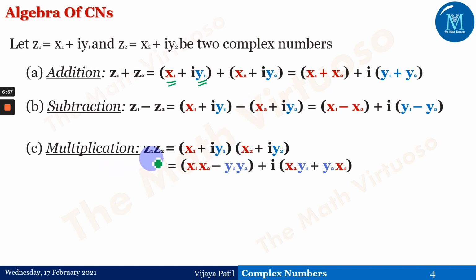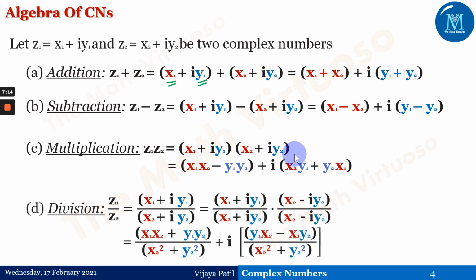Multiplication is z1 into z2, which is x1 plus iy1 into x2 plus iy2. So again it would be x1 x2 minus y1 y2, this is the first bracket, plus i times x2 y1 plus y2 x1. This is again the color code I have given you. Follow it and you will understand the multiplication. We will definitely go through different kinds of examples in the upcoming sessions.